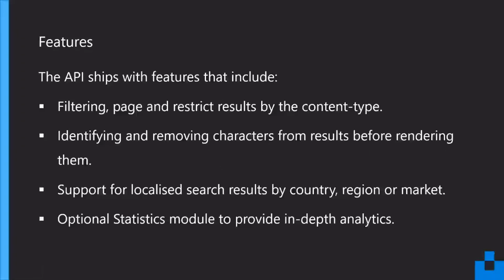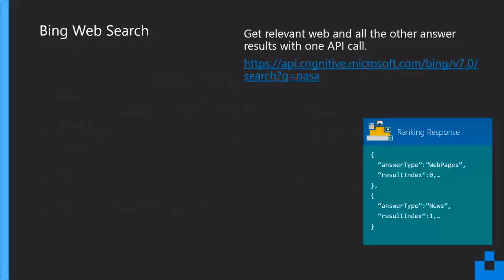And some of the features, you get the features out of the box that you would kind of expect from its web-based counterpart. You can filter the results, you can page through them, and you can even localize the search results based on the country or market that you're in. One add-on that you've got, though, that you don't get on the website, obviously, is to plug in the statistics module through Bing, and what that gives you is more in-depth analytics in terms of the search results that you're getting back.